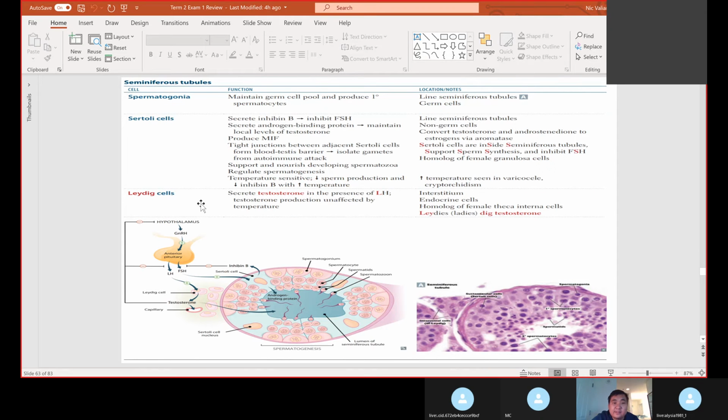Seminiferous tubules are different kinds of cells. Know the actions of Sertoli and Leydig. They're all summarized here. Please know them well. They're going to give you a histology slide, right? Know where they are here.